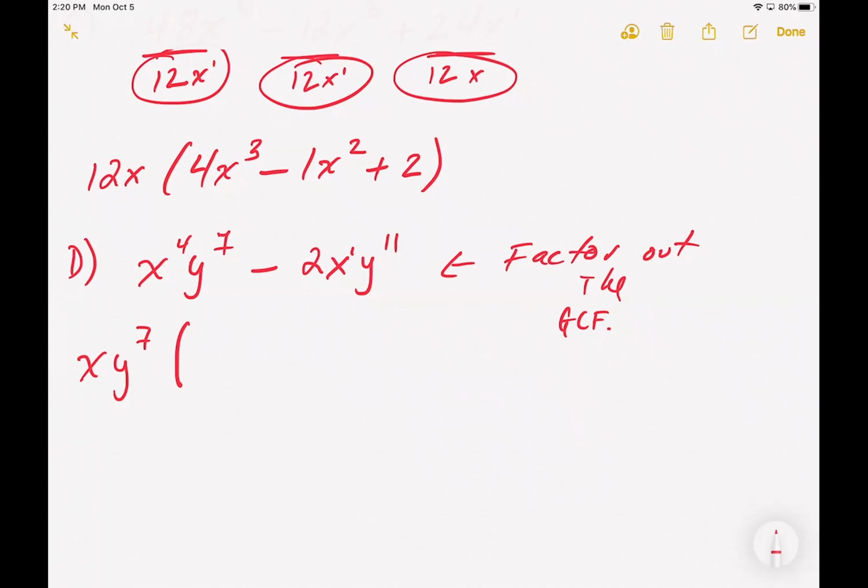Well, if we have X to the 4 here, and I bring out 1 of them, do you agree I still have 3 left? I no longer have the Y because I have only Y to the 7, and I took all of them out. There's a Y in the first item, and I haven't done anything with the 2. And if I took 7 of them out from Y to the 11, do you agree I have Y to the 4 left? So this is our answer here.